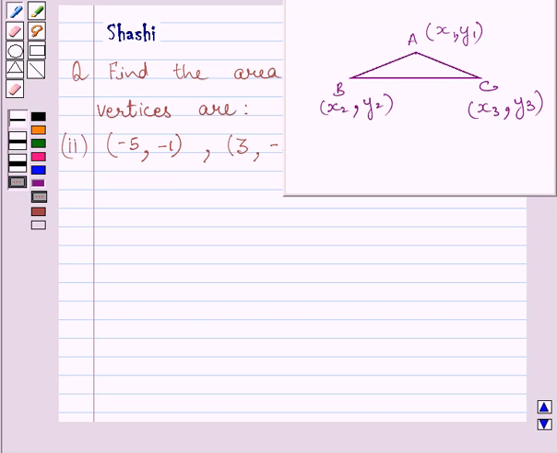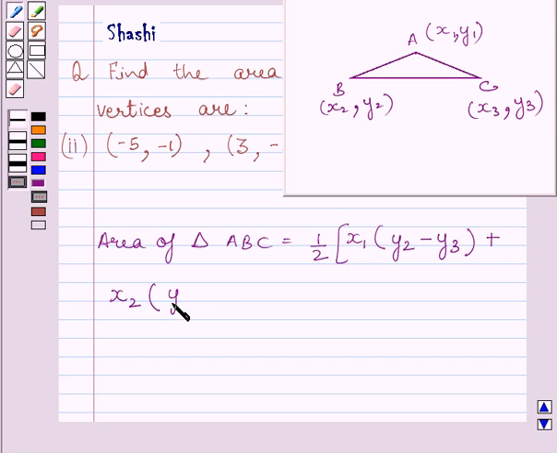First of all, let us understand that if we are given a triangle ABC such that the coordinates of A are (x1, y1), the coordinates of B are (x2, y2) and the coordinates of C are (x3, y3), then the area of triangle ABC is equal to half multiplied by x1 multiplied by (y2 minus y3), plus x2 multiplied by (y3 minus y1), plus x3 multiplied by (y1 minus y2). This is the key idea to solve the given question.